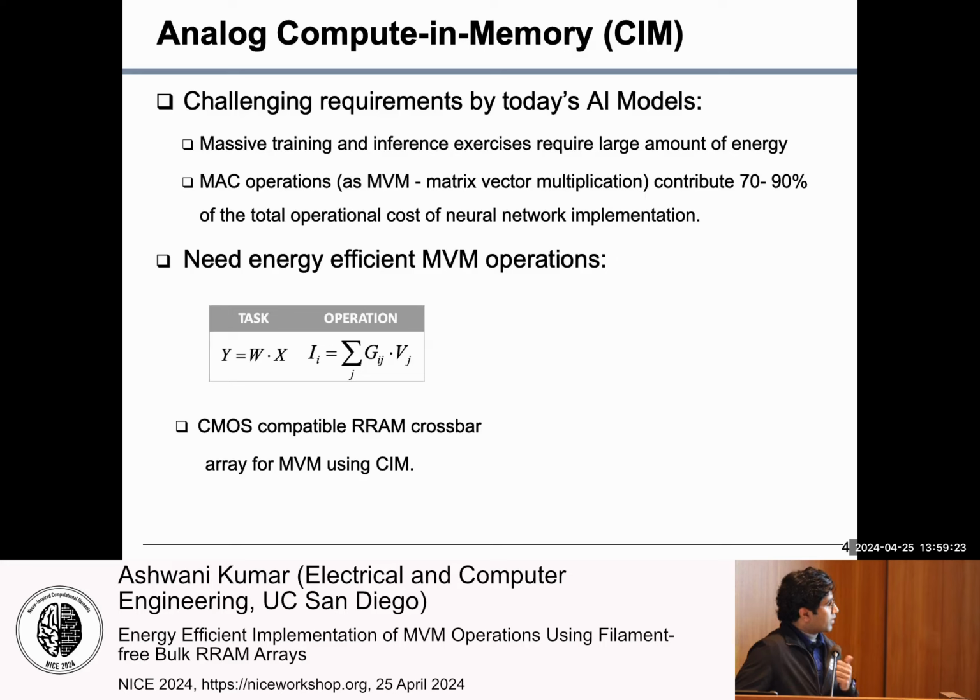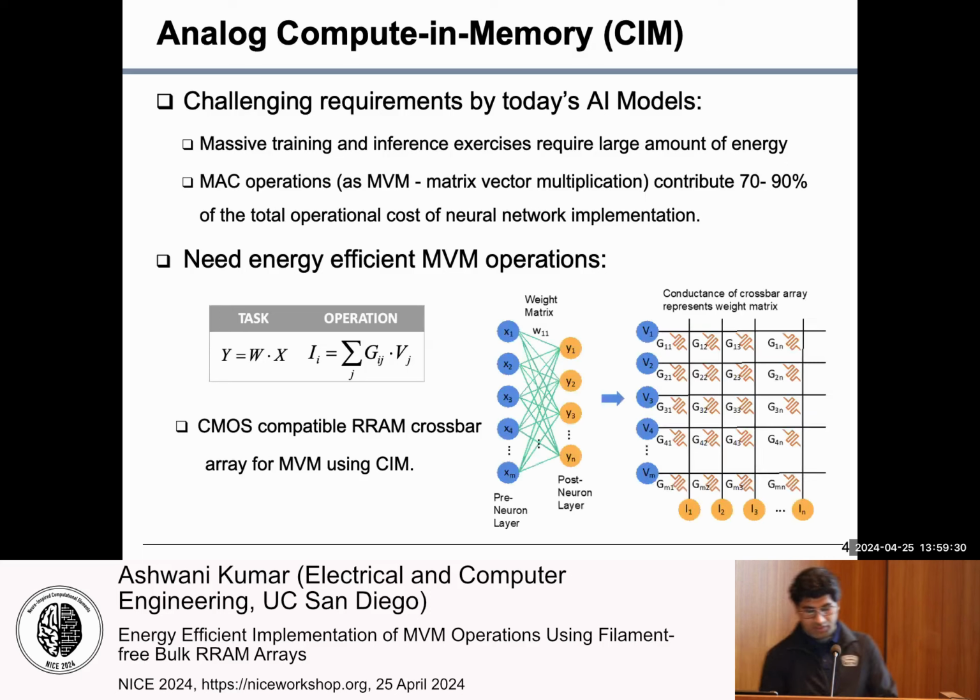One of the prime examples to do this in an energy efficient way is CMOS compatible RRAM crossbar arrays. And I'll explain how we can implement those MVM operations on the crossbar array. So basically, let's say you have an input vector X, a weight matrix W, and another output vector Y, coming from the pre-neuron layer and post-neuron layer.